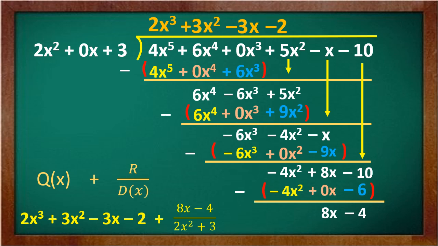So we have the remainder. So our remainder is 8x minus 4. Kasi hindi na natin pwedeng i-divide yung 8x kay 2x squared. Okay? But we have to write our answer in terms of q of x plus r all over d of x. Okay? So yung q of x, that is the quotient, yung r is the remainder, yung d of x is the divisor. So our quotient is 2x cubed plus 3x squared minus 3x minus 2. And then plus natin yung remainder. Ang remainder natin ay yung 8x minus 4. At ang divisor natin ay 2x squared plus 3.